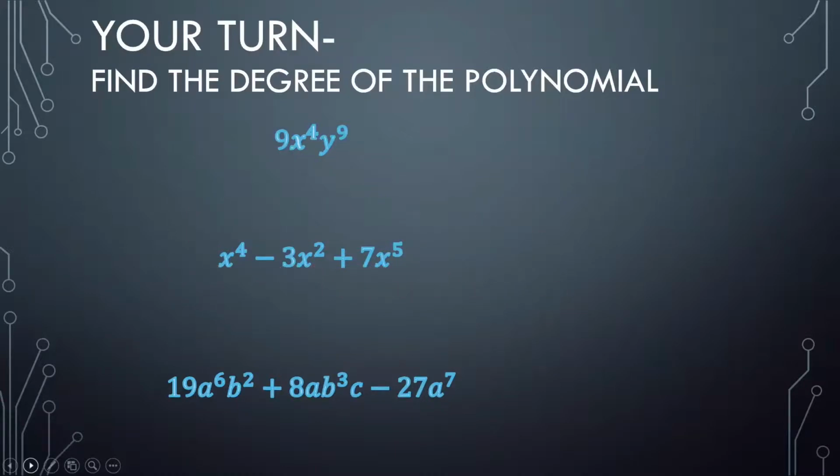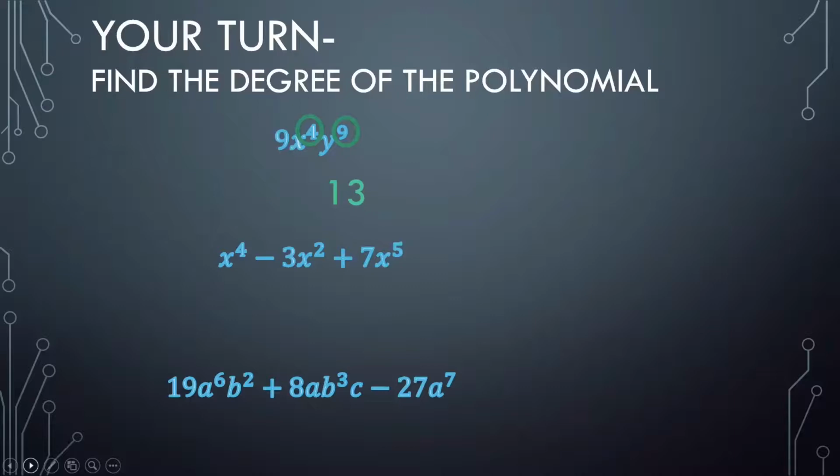Okay, let's see how you did. So this first one's a monomial. There's only one term, but there's two variables. If you look, I have a 4 and I have a 9. So I'm going to have to add those. I hope you got 13.